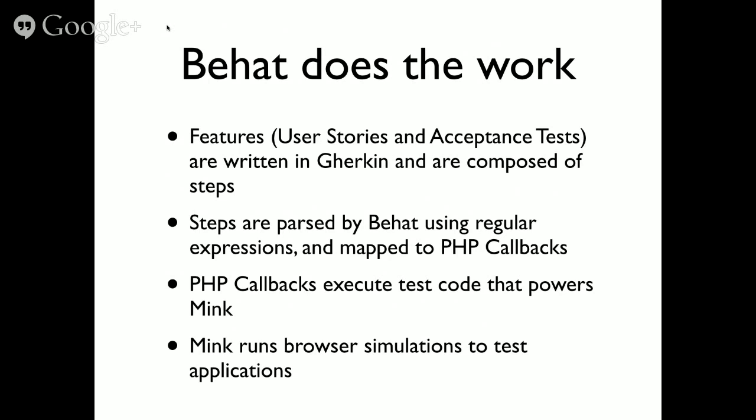Features, which are user stories and acceptance tests, are written in Gherkin, and they're composed of steps. The steps are actually parsed by Behat using regular expressions and mapped to PHP callbacks. Those callbacks execute the code that powers the acceptance test and also runs Mink. And then Mink runs the browser simulations to test your application.